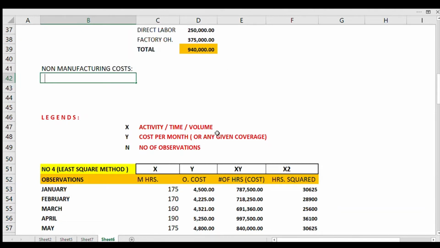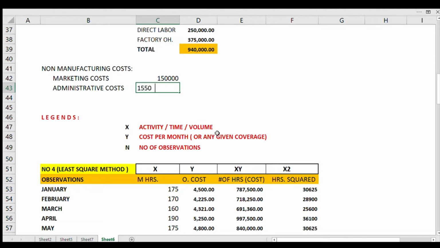Okay, the marketing cost is 150,000, and the administrative costs is 155,000, for a total of 305,000.